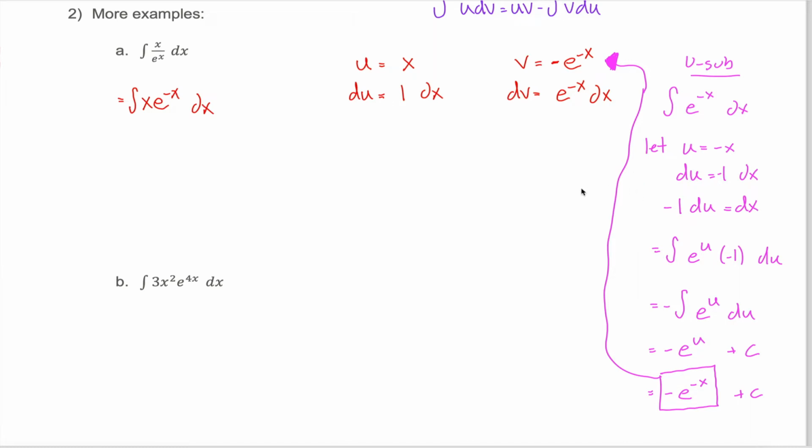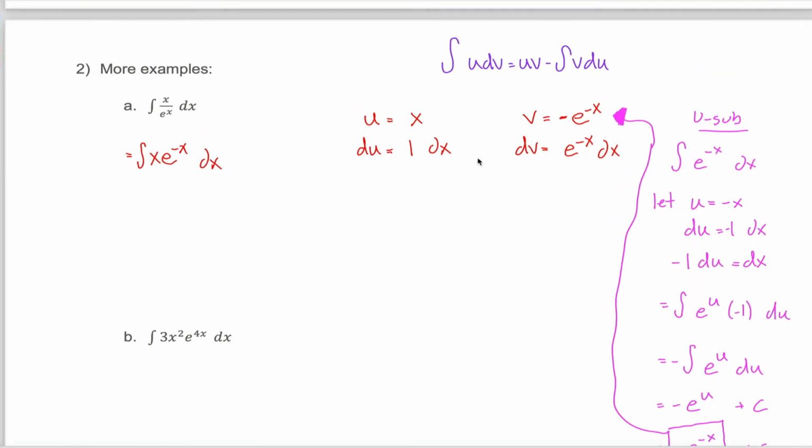So that's my answer? No. All this does is give us the pieces that we're going to use in our integration by parts formula. The integration by parts formula tells us that the integral of u dv is equal to u times v, so x times negative e to the negative x, minus the integral of v du. So minus the integral of negative e to the negative x times 1 dx, or just dx.